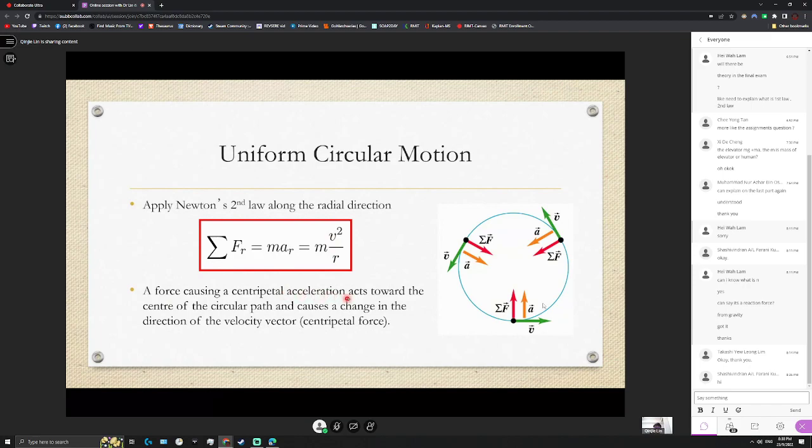A force causing a centripetal acceleration acts towards the center of a circular path and causes a change in the direction of the velocity. If you see the diagram here, velocity is always tangential, right? At this point it is tangential, and at this point also tangential. Then the acceleration due to circular motion points towards the center of the circle. Then the force must also point towards the center of the circle. This F and this A, we're talking about the radial component, that's why they are in the same direction.